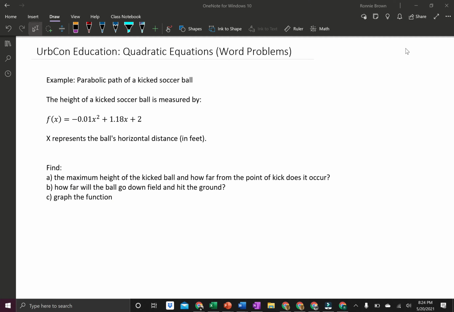Alright, in this mini lecture, we're going to look at quadratic equations and how they apply to word problems. Alright, let's hop right into it. Our example is the parabolic path of a kicked soccer ball.